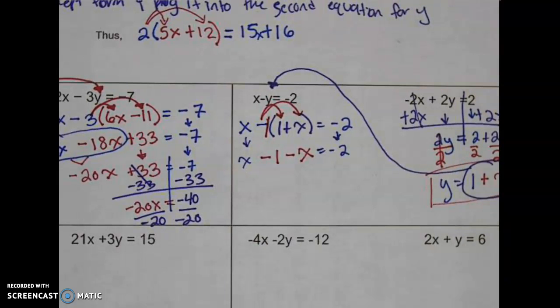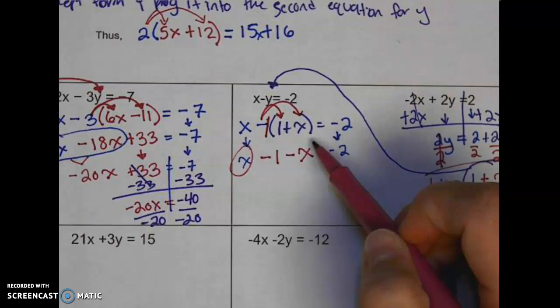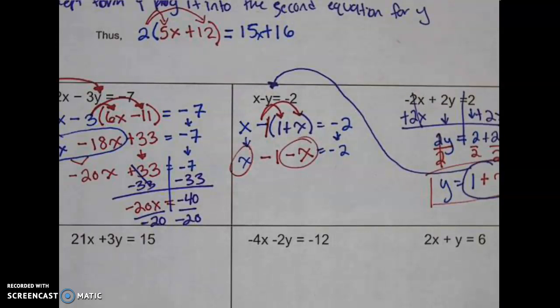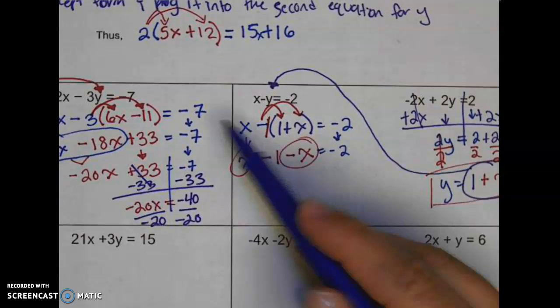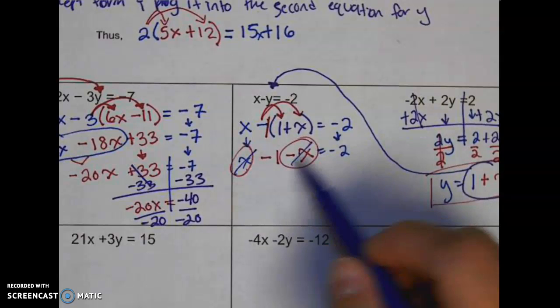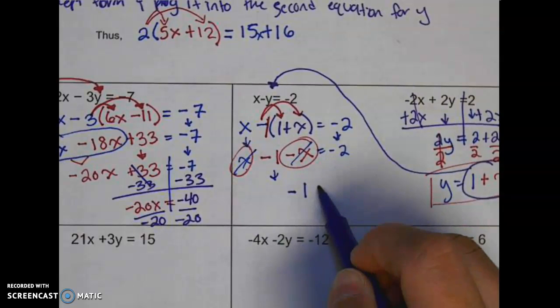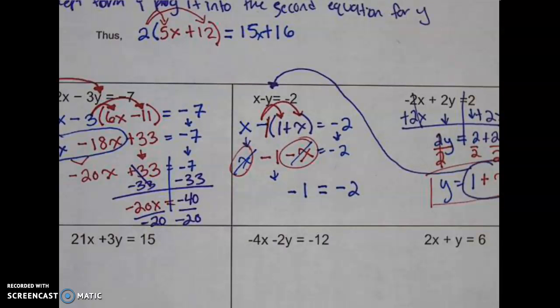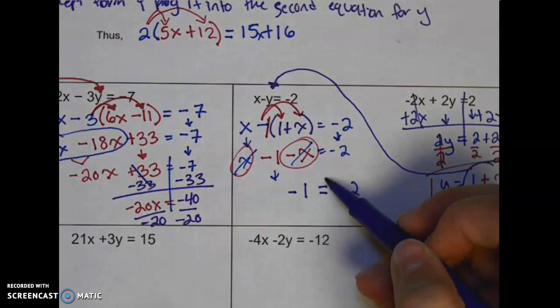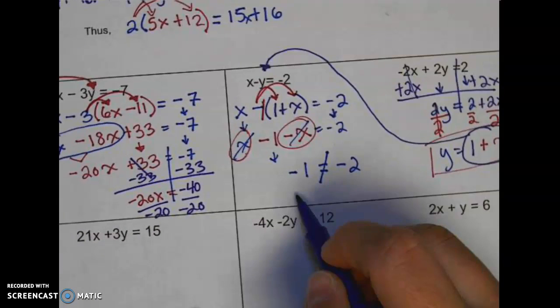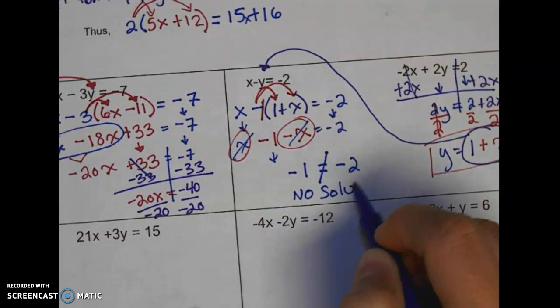Now I can combine my like terms. I can combine x and a negative x. Well, what happens there? They're going to cancel out completely. So I'm not going to have any x's left except for negative 1 equals negative 2. And is that true? Nope. So we're going to put a slash through the equal sign and we're going to say no solution.